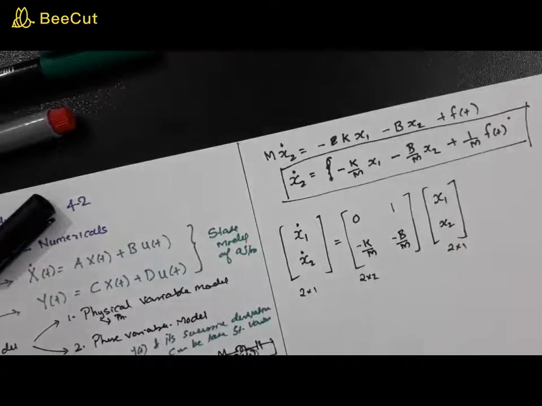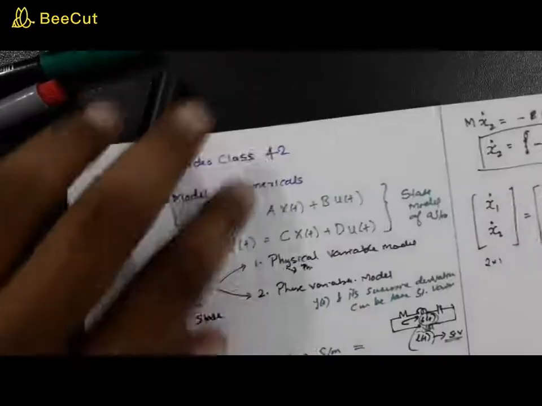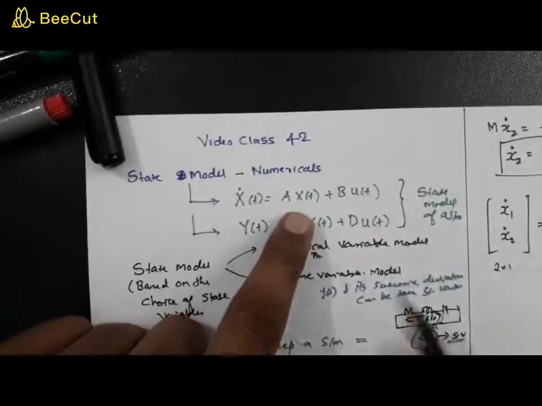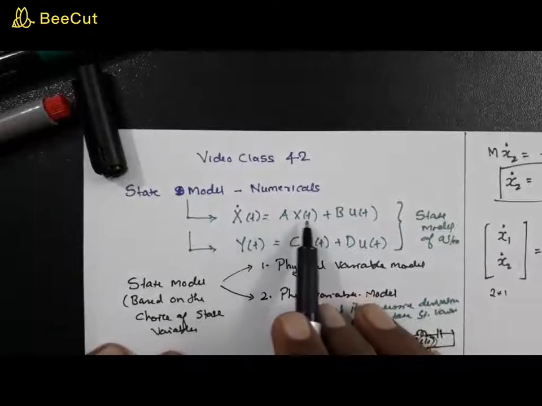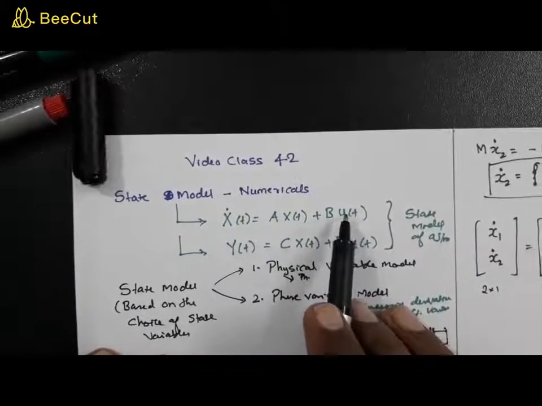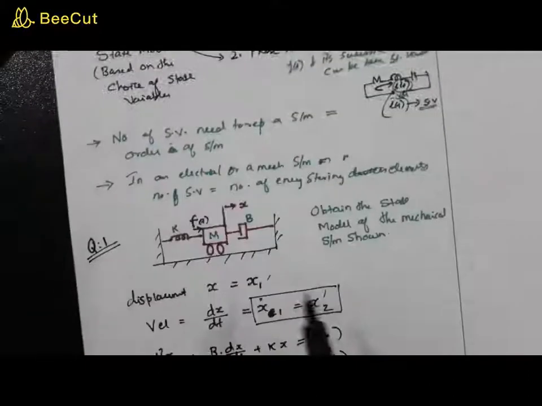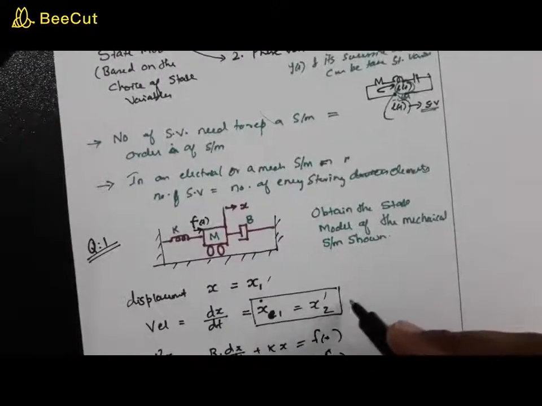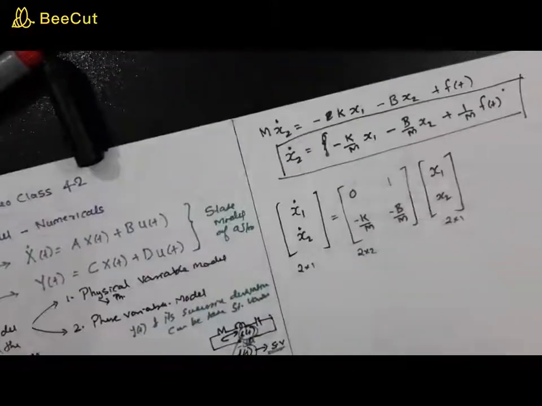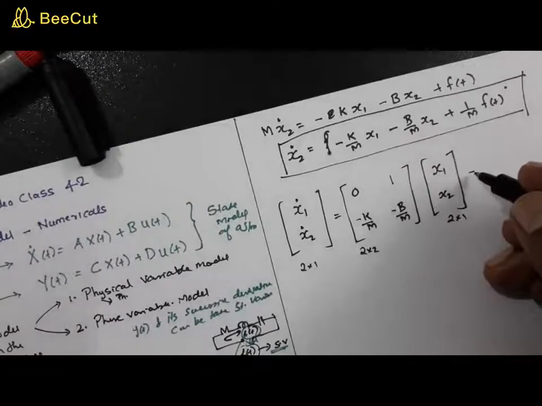But this is not complete. Now what is this? X dot is of the form a into x of t. So we have completed this part. Now we also require b into u of t. Anyway, looking at the first equation, there is no input side. So that plus.